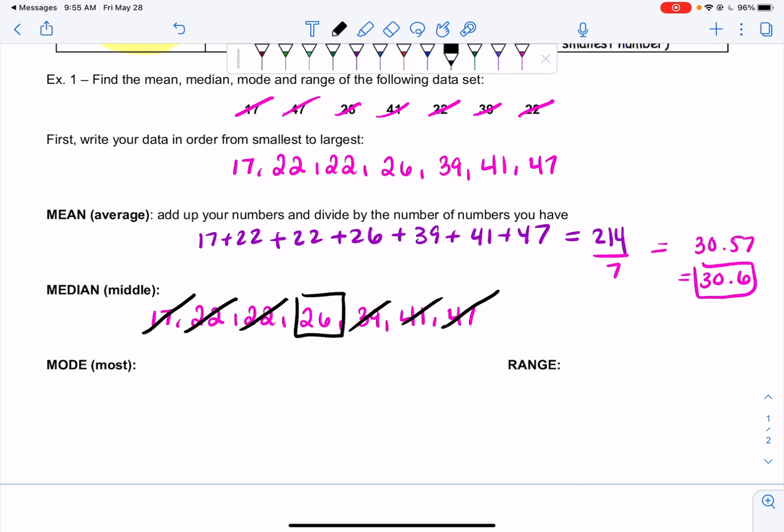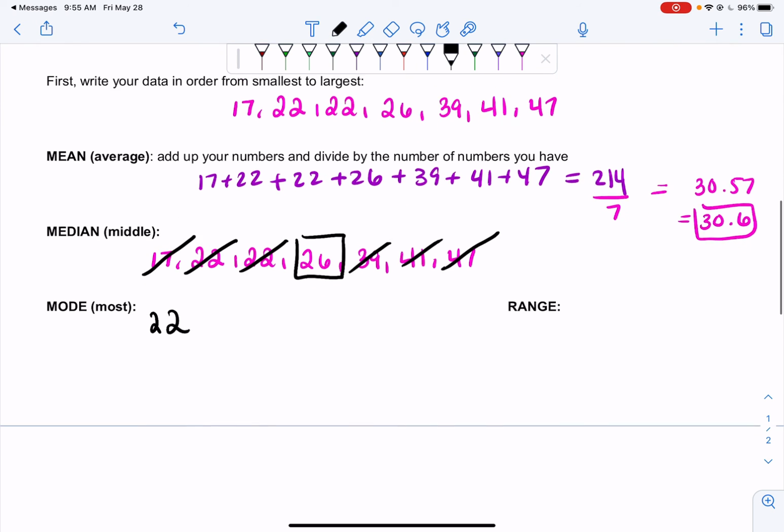Now we want to find our mode, or the number that occurs the most. If we look, the number that occurs the most is 22. It occurs twice. So our mode is 22.